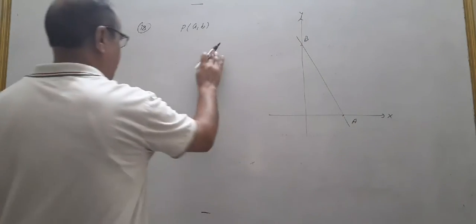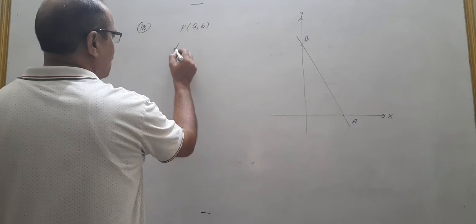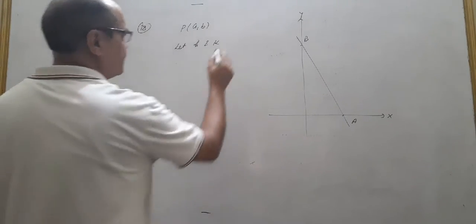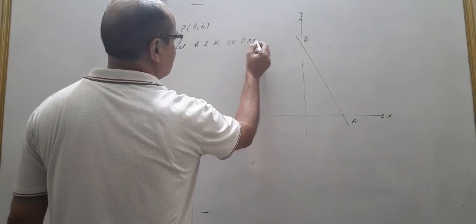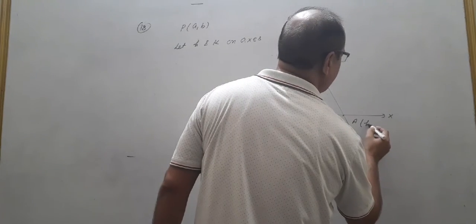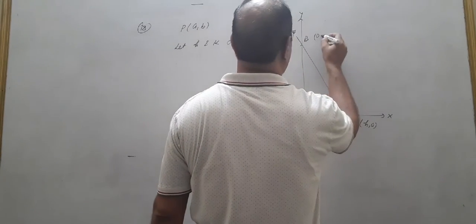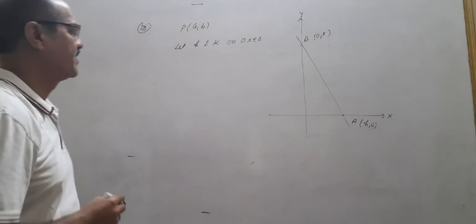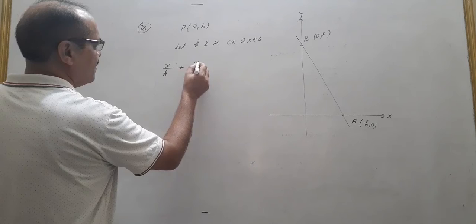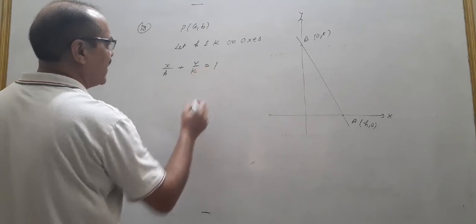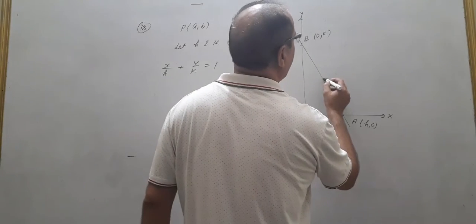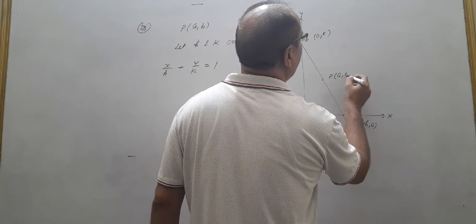Now the problem is, what is the intercept form? तो लिखो, let H and K be the intercepts on the axes. Intercepts on axes means x-axis and y-axis respectively. अगर H इसमें intercept है तो point बन जाएगा (H, 0) और इसमें K है तो point बन जाएगा (0, K). Now therefore the intercept form will be x by H plus y by K is equal to 1. Now this P is the midpoint of AB.